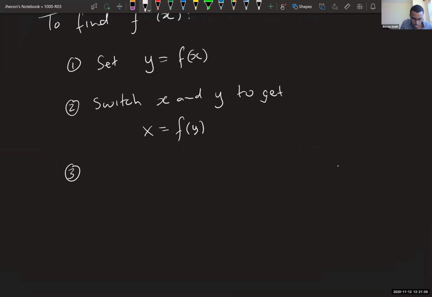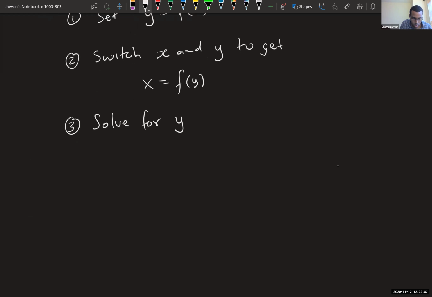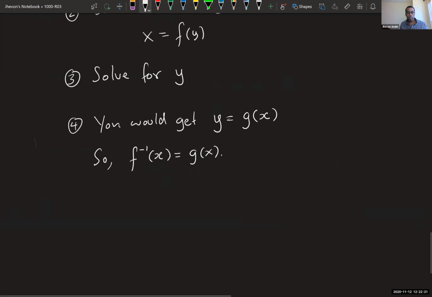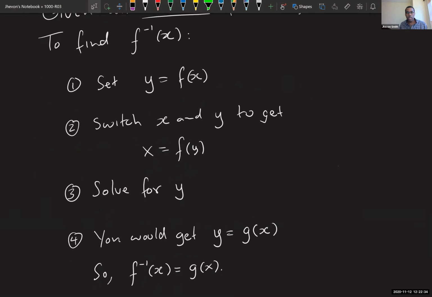And then third, you would solve for y. This would be an equation, and we now know how to solve equations. So then fourth, you would get y equals some other function. And so you can now say the inverse function is that other function. That would be the procedure. And after that, you won't have to find the inverse of that to show that you get the other one. This would be the end.